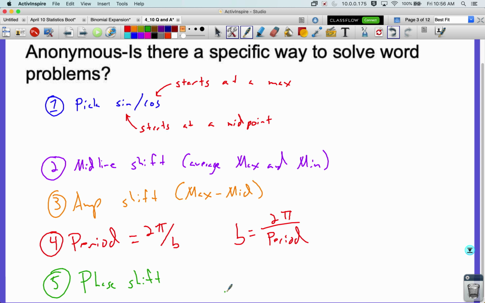And then lastly, we're going to fine tune phase shift. I always think about either moving a midpoint where it needs to go or moving a maximum where it needs to go, depending on if you started with sine or cosine. If you started with cosine, move the maximum to wherever it needs to be. And phase shift is h over b. So if you know the phase shift and you know the b, you can just multiply them to get h. So phase shift times b equals h.